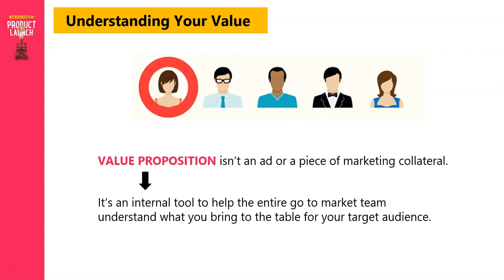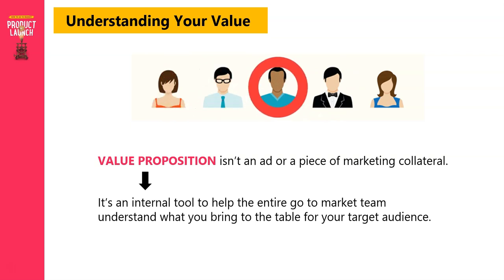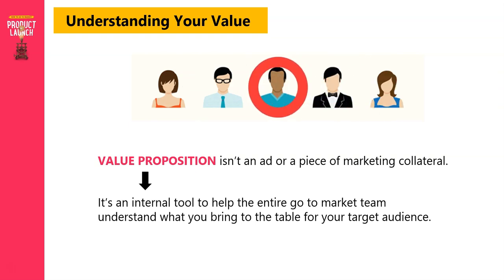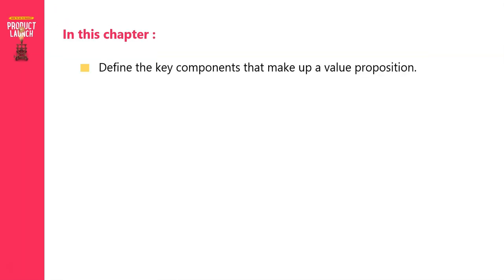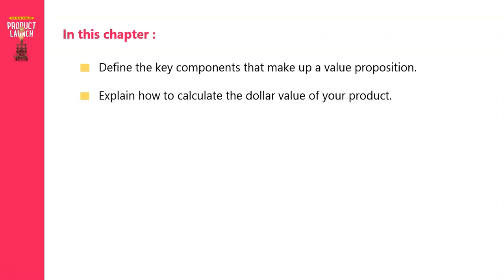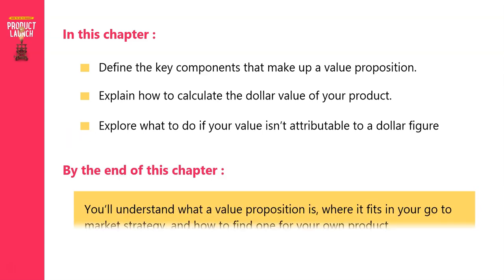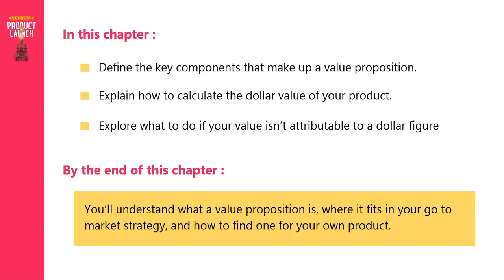Collectively, your segmentation, value proposition, and messaging, which we'll address in the next section, form the foundational core of your entire go-to-market approach. In this chapter, we're going to define the key components that make up a value proposition, explain how to calculate the dollar value of your product, and explore what to do if your value isn't attributable to a dollar figure. By the end of this chapter, you'll understand what a value proposition is, where it fits in your go-to-market strategy, and how to find one for your own product.